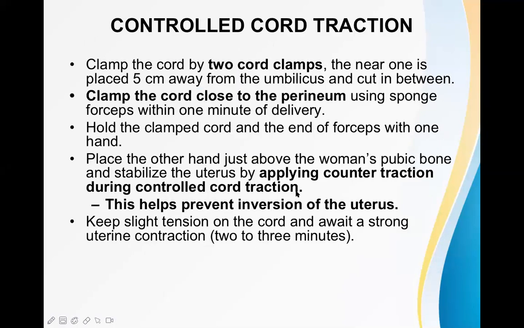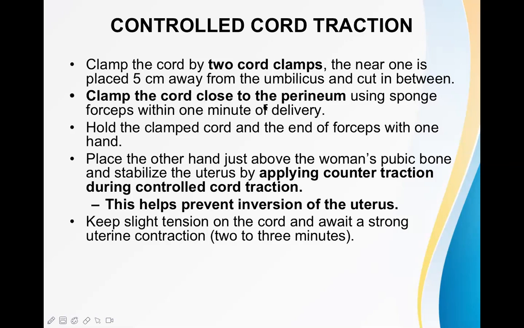Let's move on. Now, let's talk about what is controlled cord traction. What is this procedure all about, and why should we go for this in the active management of the third stage of labor? Clamp the cord, this is the umbilical cord, with 2 cord clamps. The near one is placed 5 centimeters away from the umbilicus and cut in between. We already talked about this. This is how we secure the umbilical cord.